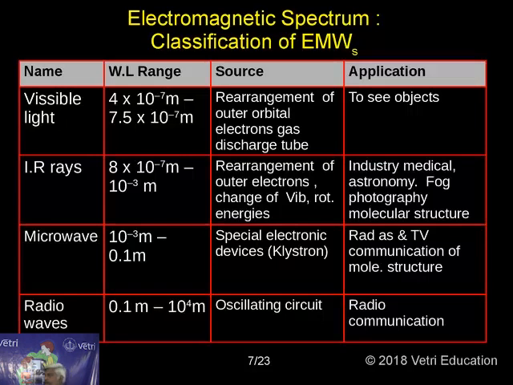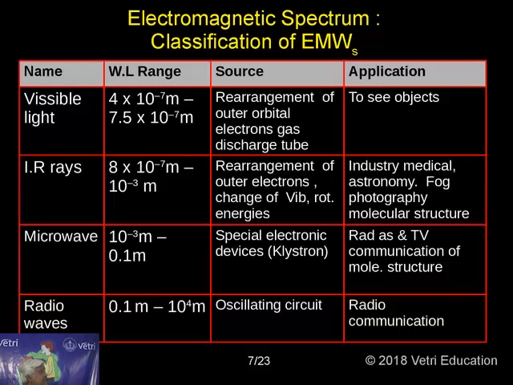Visible light, we know we are having the visible light. The visible light range is 4 into 10 power minus 7 meter to 7.5 into 10 power minus 7 meters. So still the wavelength goes on increasing, as far as the frequency goes on decreasing. Where it comes from: rearrangement of outer orbital electron, gas discharge tube. To see objects, without light we cannot identify the object.